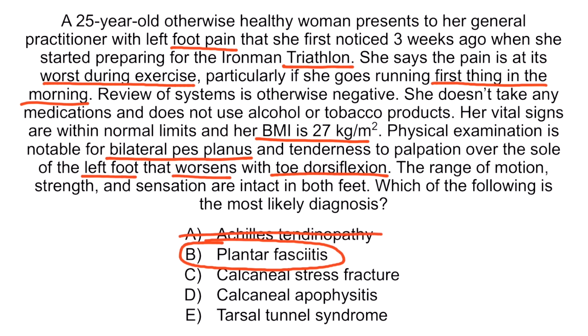Option A is incorrect because Achilles tendinopathy is more likely to present with ankle pain rather than foot pain. That being said, it wouldn't be unreasonable to consider Achilles tendinopathy on the differential, as abrupt increase in exercise intensity is a notable risk factor for it.